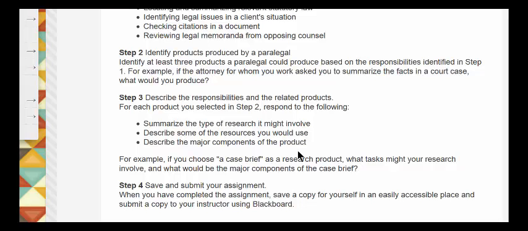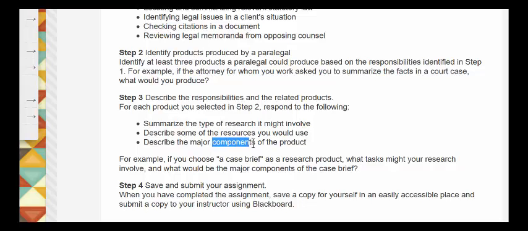Oh, I wrote the memo in September. I included that case. Or I wrote the memo in September. Let me go make sure that case was included. Major components of the product really are, well, for the case brief, are you identifying the issues? What was the legal judicial history of that case? What was the holding of the case? Was there a fact summary? That kind of thing.